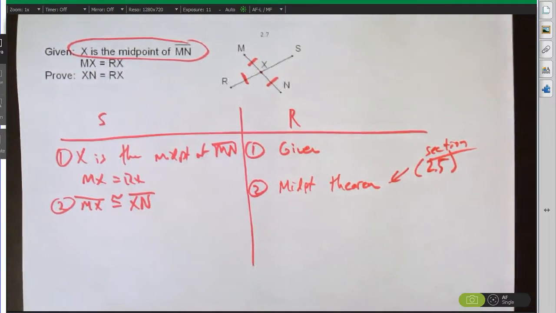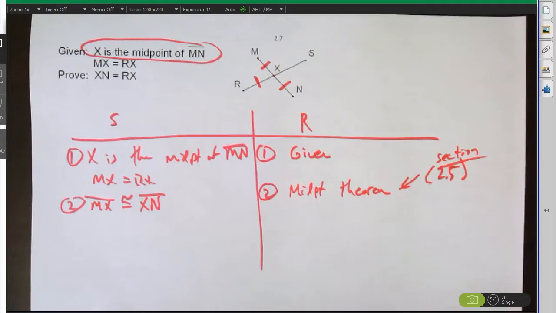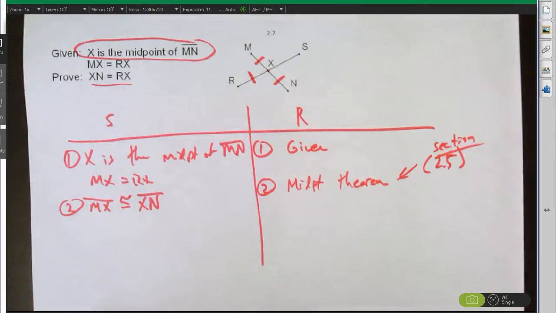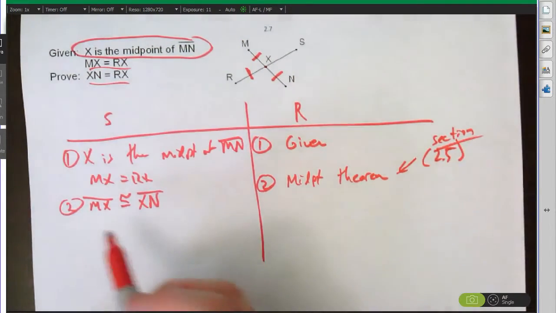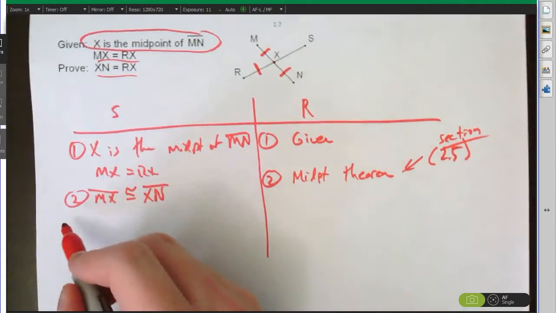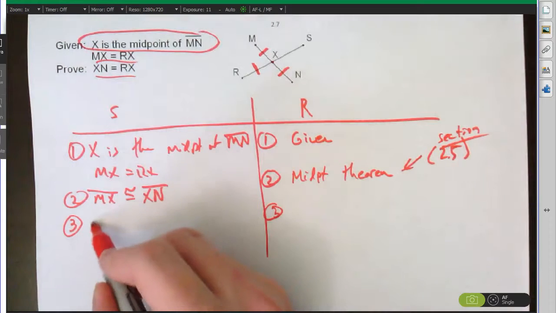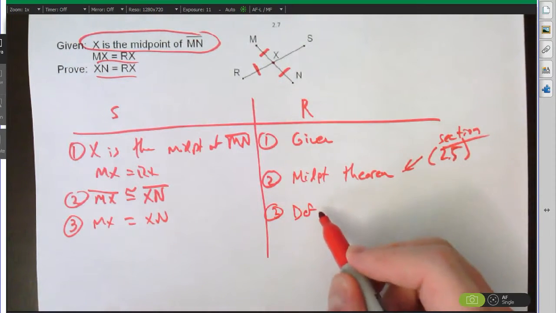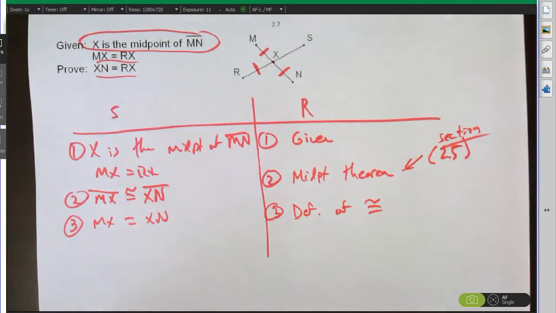Now here's the other part that's kind of a matter of, technically it's called syntax, but it's just how we say this. I want to say XN is equal to RX, and I know that MX is equal to RX. So notice this is in terms of congruent. The third step, which is the most annoying step in this problem, is I have to say MX equals XN by definition of congruent. I have to translate it from congruence to equality.